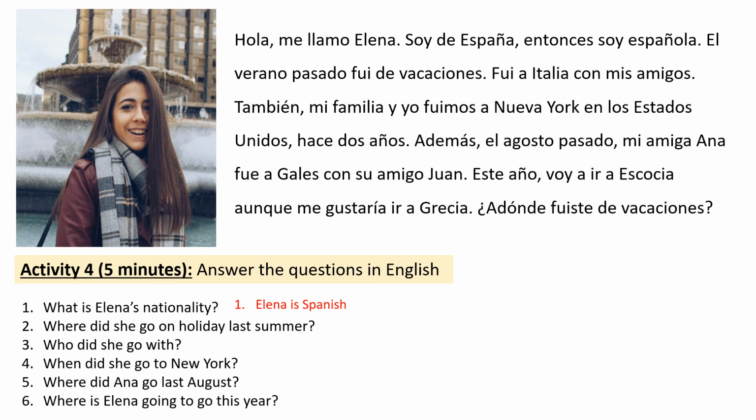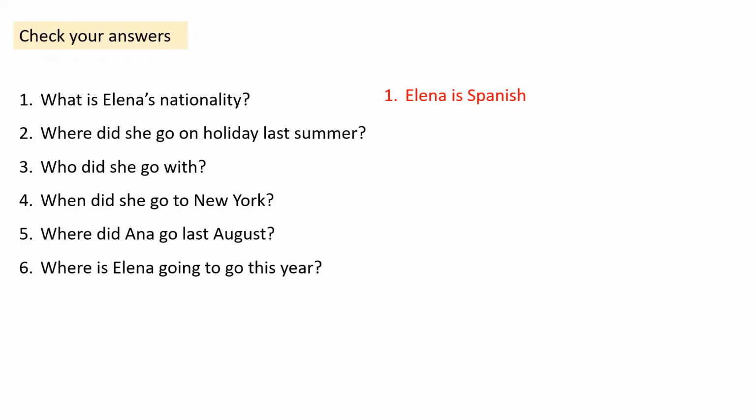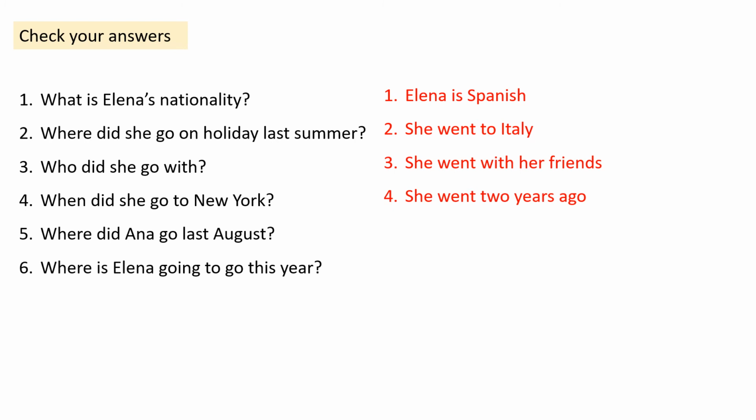Excellent work, Year 9. Let's see how you got on. So we did question 1 together already, so let's move on to número 2. Where did she go on holiday last summer? Last summer, she went to Italy. Who did she go with? She went with her friends. When did she go to New York? She went 2 years ago. So our piece of vocabulary we saw there was hace 2 años in the Spanish.